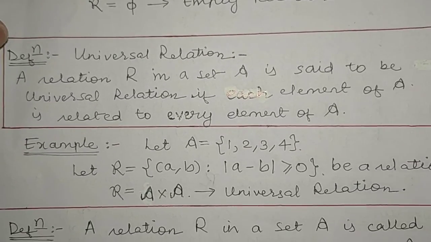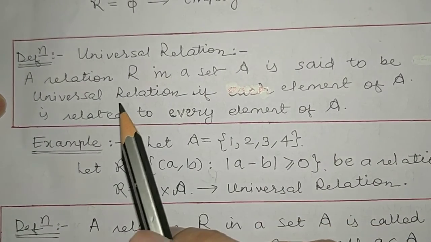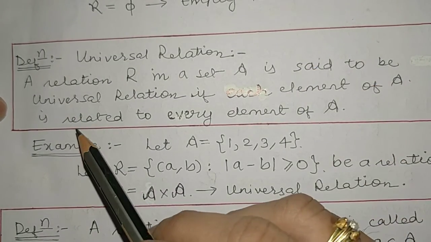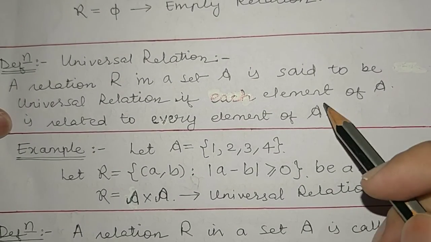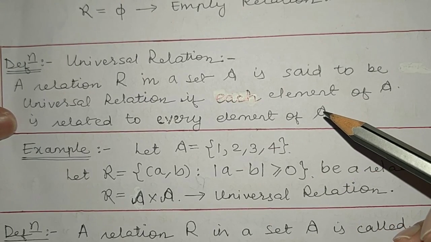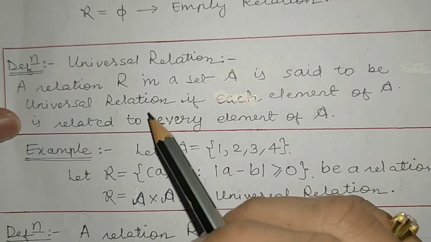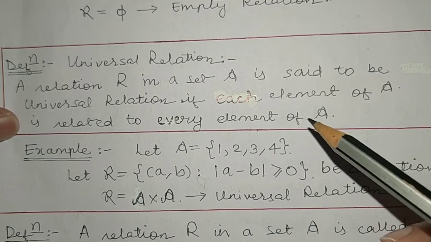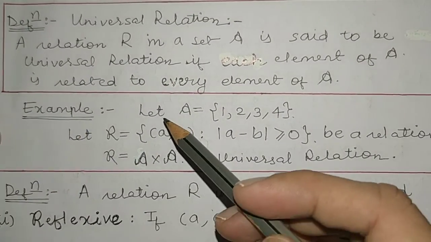Now let us go to the next type of relation, that is the universal relation. Now what is a universal relation? A relation R in a set A is said to be a universal relation if each element of A is related to every element of A. So we will see an example.